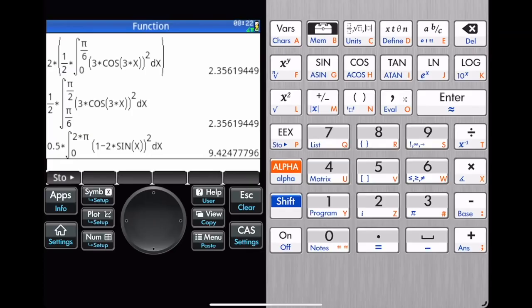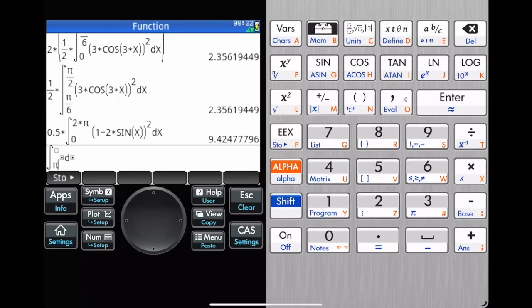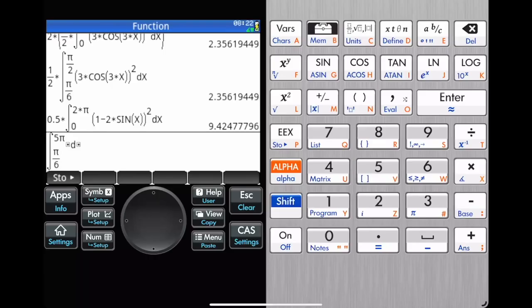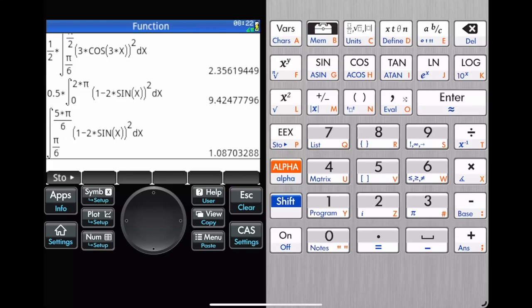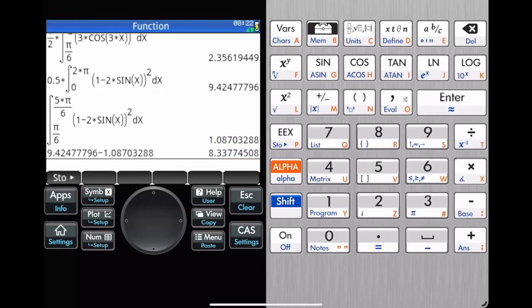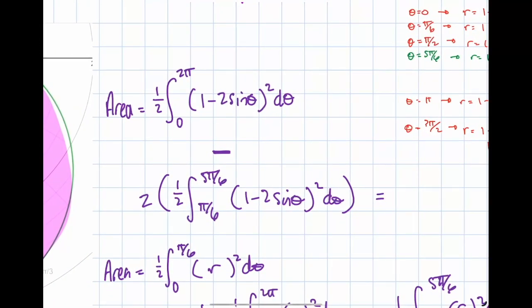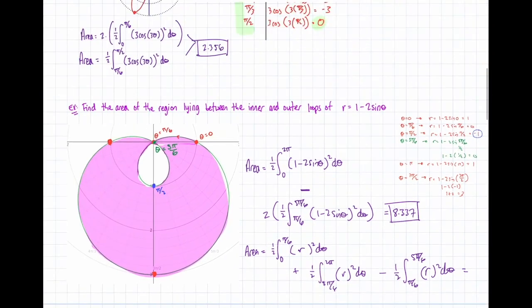So I'll just take the integral from pi over 6 to 5 pi over 6 of 1 minus 2 sine theta squared d theta. Any mistakes so far? You're probably screaming at me. And I'll just do this thing minus this thing, and I'll get my answer of 8.337. That is the correct answer, 8.337. If we did it this way, I think we get the same thing.